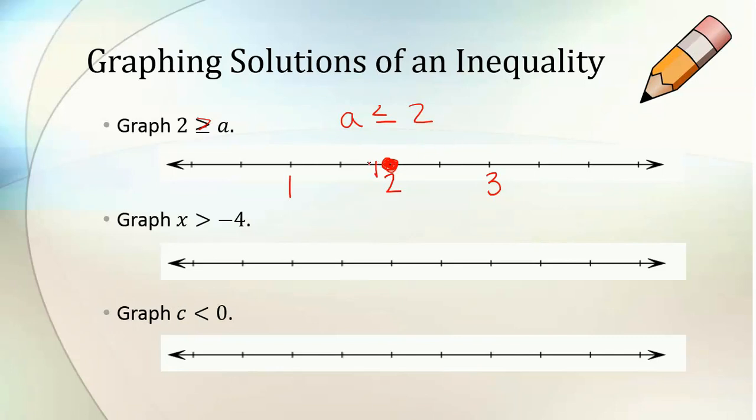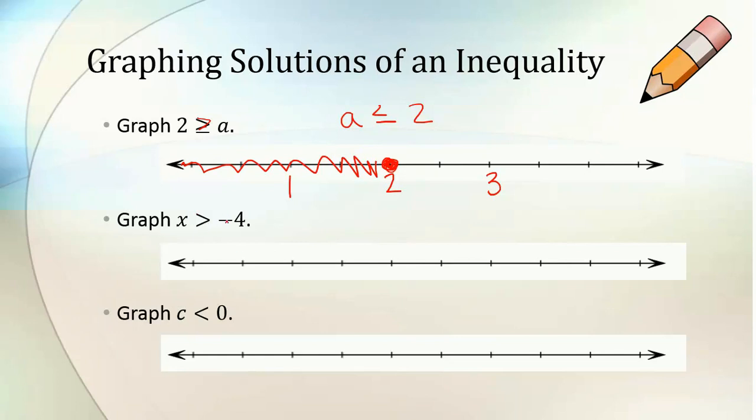1 is, right? So I got to shade on this side of my dot because all solutions on this side work, such as 0, -1, but I know 5 is not less than 2, so I can't shade on this side of my dot. Let's try it again.